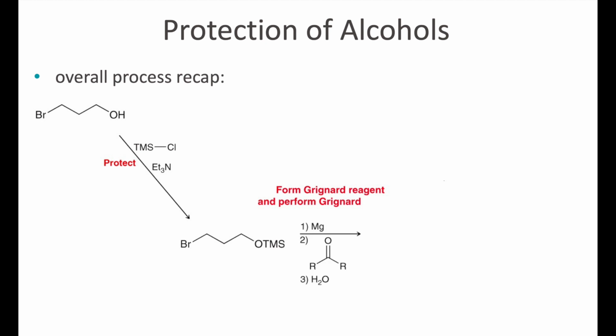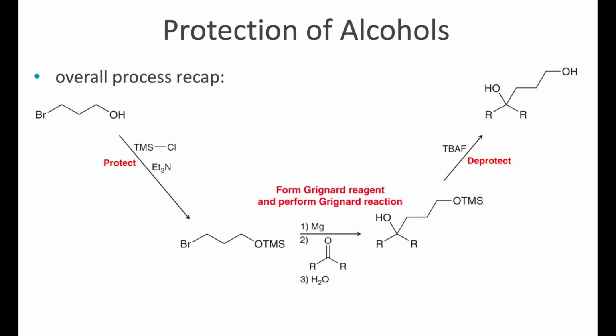Then, once you have your Grignard reagent, you can react it with a carbonyl and then protonate that with water to form your alcohol. Once your reaction is complete, you can then deprotect using TBAF or acid to reform that protected alcohol. Alright, so that wraps up our discussion of the Grignard reactions. Now let's move on to see how alcohols can react.